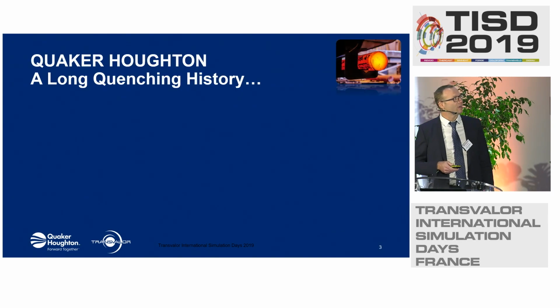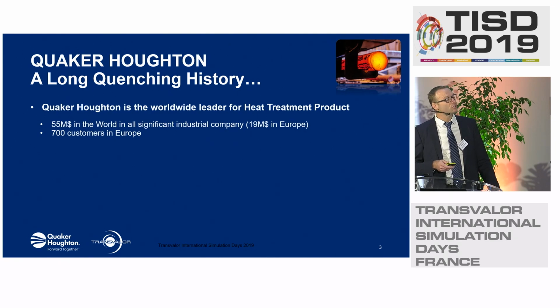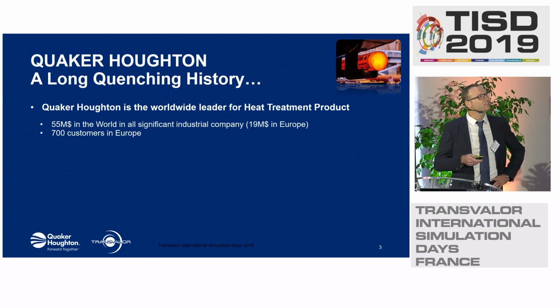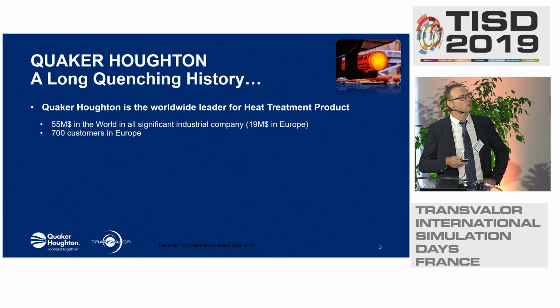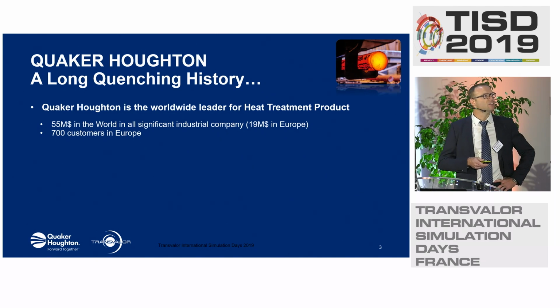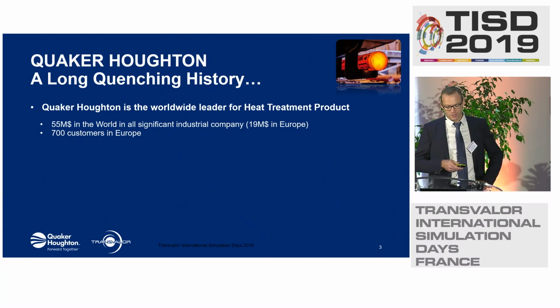Just at a glance, who is Houghton? Quaker Houghton is the worldwide leader for heat treatment products. So we have something like $55 million in the world in all significant industry companies, and $19 million in Europe. So just for heat treatment, it means something like 700 customers in Europe.